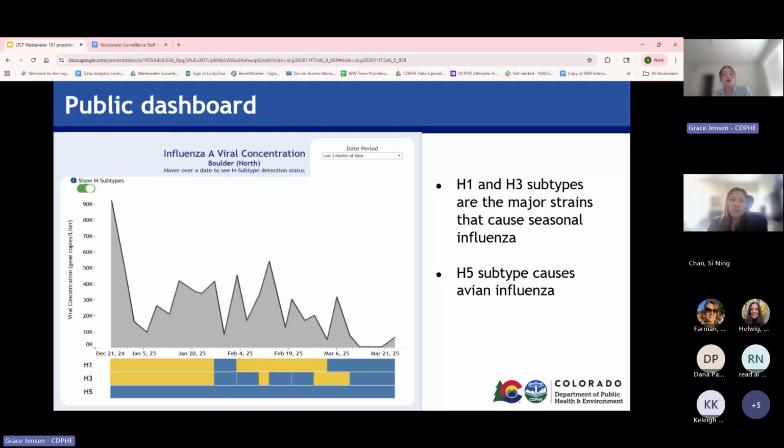And like I mentioned earlier, we subtype flu A and share those results on our dashboard. So you can see the different strains under flu A, if it's H1 or H3. And of course, we also test for H5. We only test H1 and H3 seasonally during respiratory season, but we will test for H5 throughout the year.